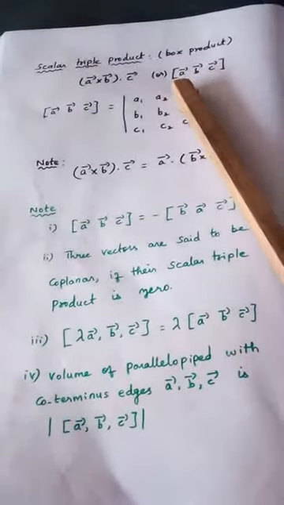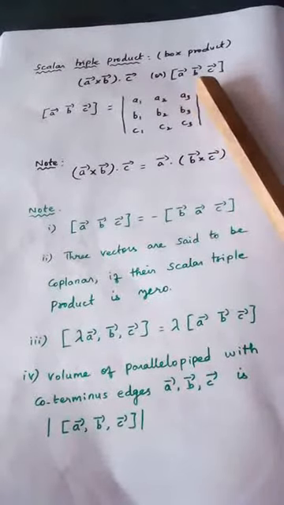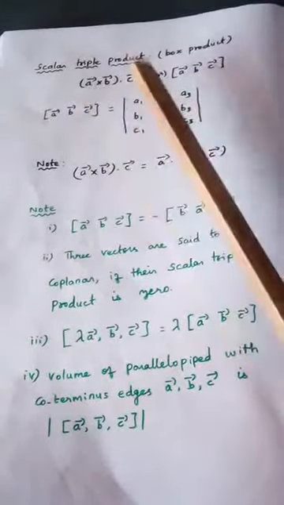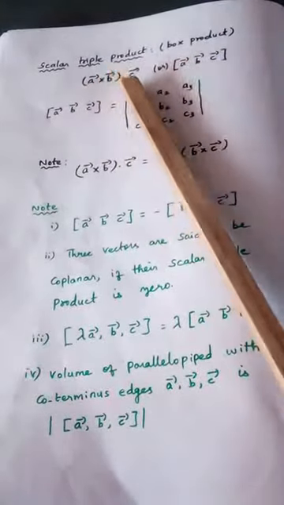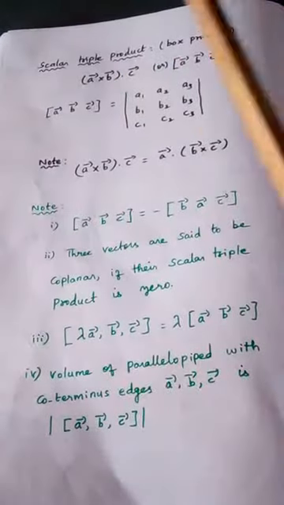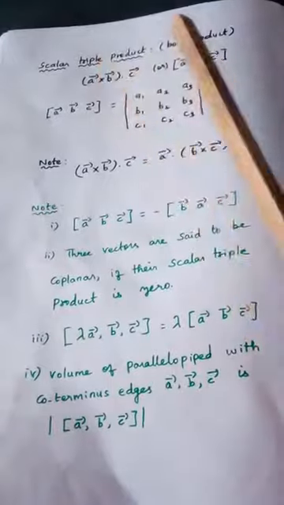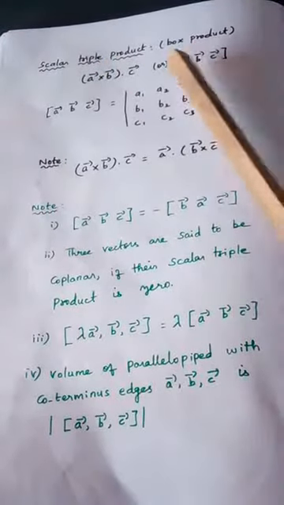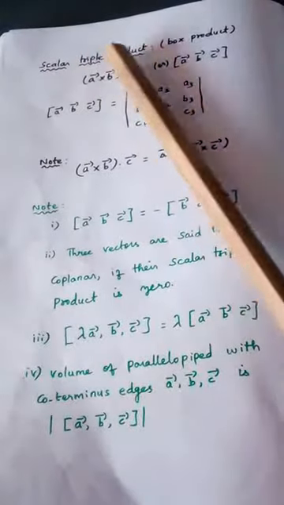This can be even read as box ABC. Box ABC is the same as A vector cross B vector dot C vector. So these two are called scalar triple product. We can have many similar expansions for this. So generally this is called scalar triple product.